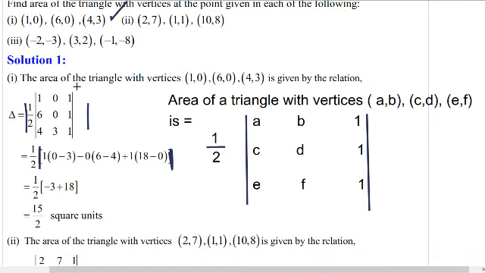Now we'll see it by an example. 1, 0, 6, 0, 4, 3 are the vertices of the triangle. I want to find the area of this triangle. First of all, I have written 1, 0, 6, 0, 4, 3, all the three vertices, and then the third column 1, 1, 1, and then multiply it with half.